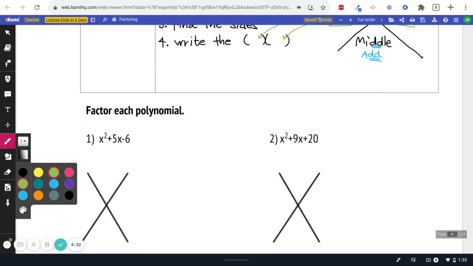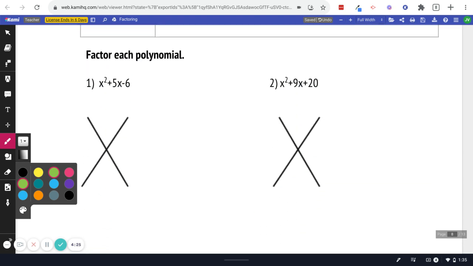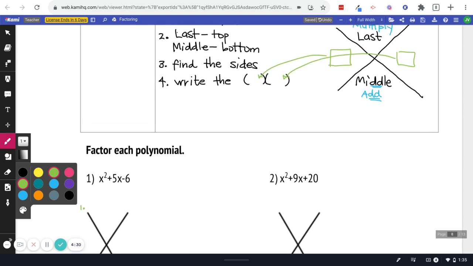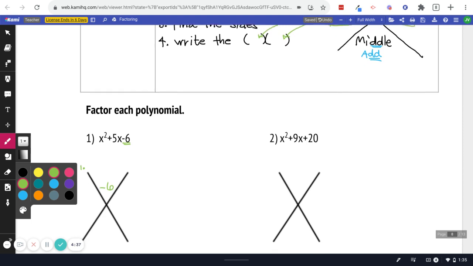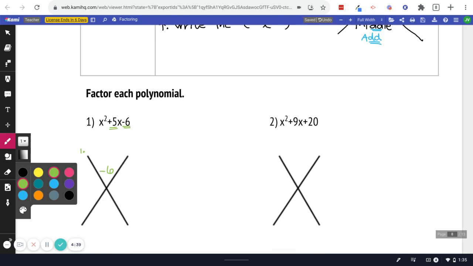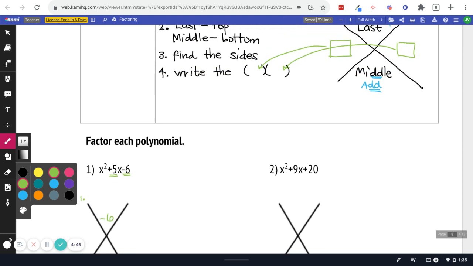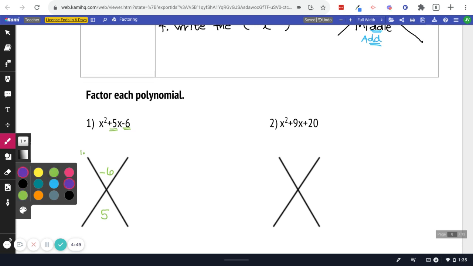So let's look at this in action. Okay, so here we go. Step 1, draw the X. Well, that's done for us, but that would be step 1. Step 2 is the last number goes in the top. So -6 goes in the top, and the middle number goes in the bottom. So there's step 2, putting things in their homes. Then it says find the sides. So we are looking for what multiplies to make -6 and adds to make 5.